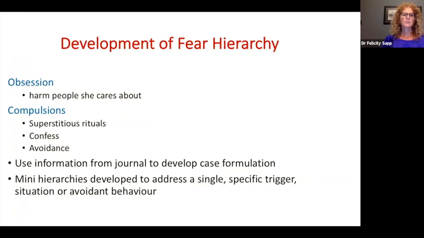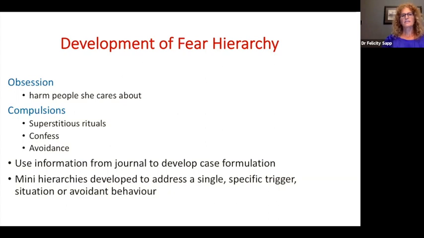I'm going to talk a little bit about a 13-year-old girl who had a fear that she was having thoughts that she might harm the people she cares about. As her compulsion, she had to do superstitious type rituals. She had specific routines she had to do to make sure she wouldn't act on these thoughts. She had to confess when she had these thoughts. She would avoid things that made her afraid. So we used her journal information and developed our fear hierarchy from that.